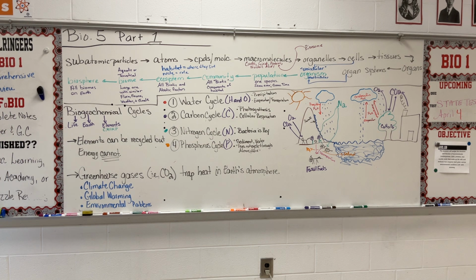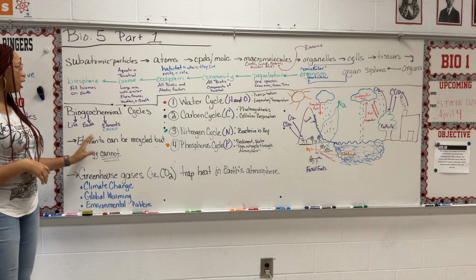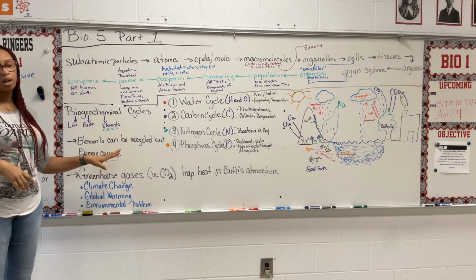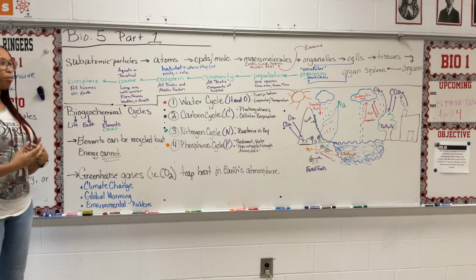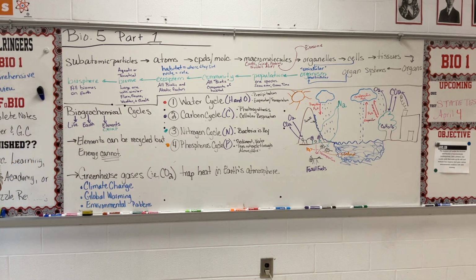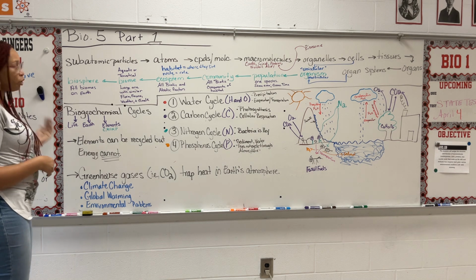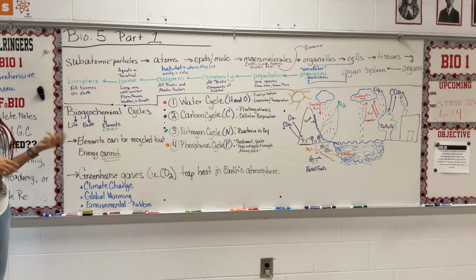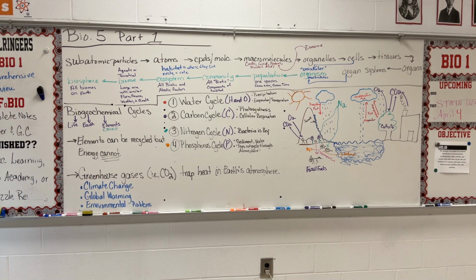Nutrients can be recycled. The nutrients come from the elements that things are composed of. Nutrients can be recycled, but energy cannot. Energy flow is one directional. All energy enters the earth from the sun. It exits in the form of heat. Energy cannot be created nor destroyed. It can be transformed or it can be transferred. And so we'll look at energy in video 2.